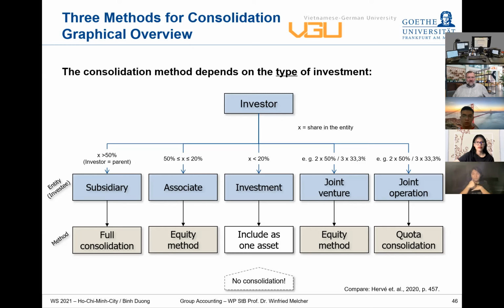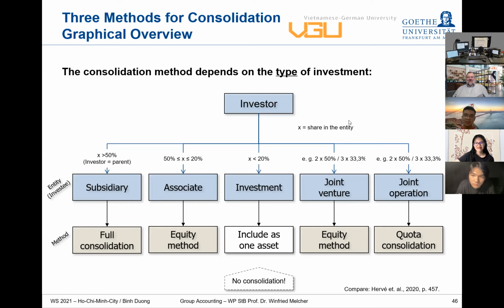group accounts. So here, when you have a joint arrangement, it depends whether it is a joint venture or a joint operation. In the joint venture case, you take the equity method. In the joint operation case, you take the quota consolidation. Okay. Well, that's all there is. It's that easy.